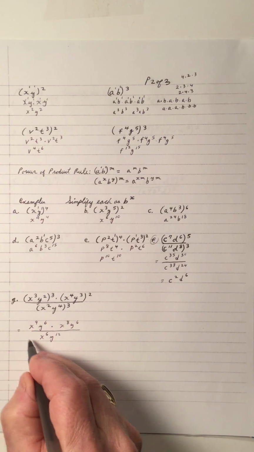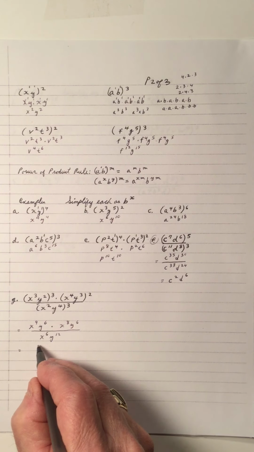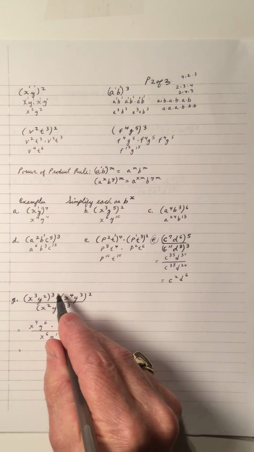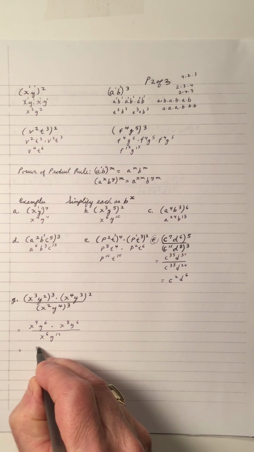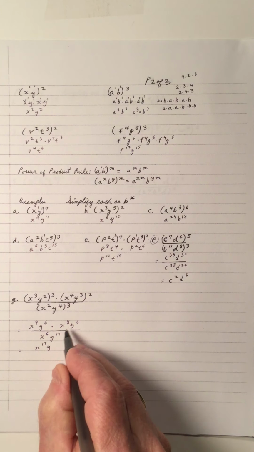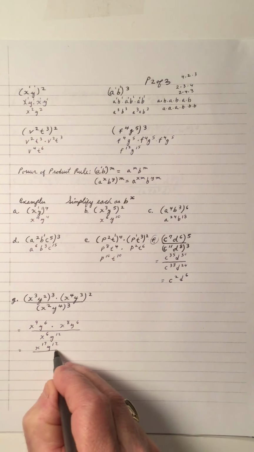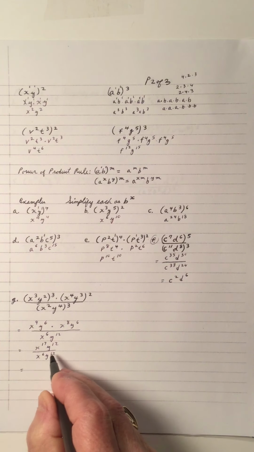Now that we have the top and bottom simplified, I will multiply the top first, because remember, I had to do the exponents. Now I have to do my multiplication and division. So I'll do the top first. X is my base, I add and get 17. Y is my base, I add and get 12. So the top is fully simplified.